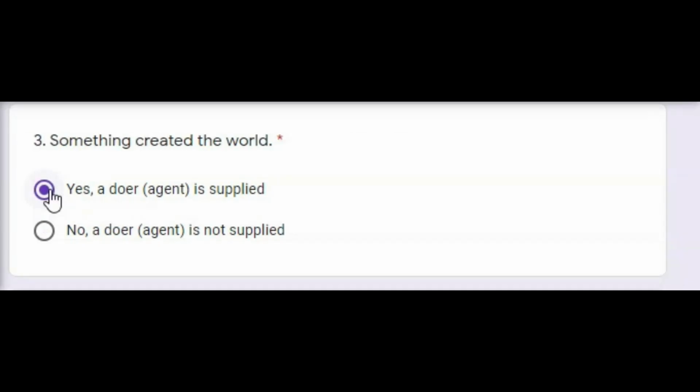Something created the world. No, a doer, an agent, is not supplied. Passive voice can be used if the doer is unknown, obvious, or irrelevant. In this case, I would say it's unknown and irrelevant. If I were writing this story for real, I would have written it in passive voice and just said, the world was created, and moved on. Because the something that created the world is not a part of the story.